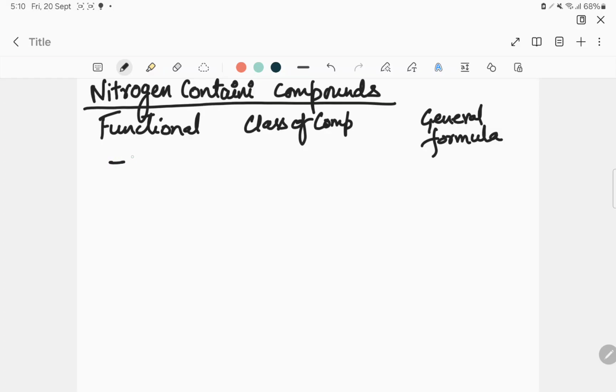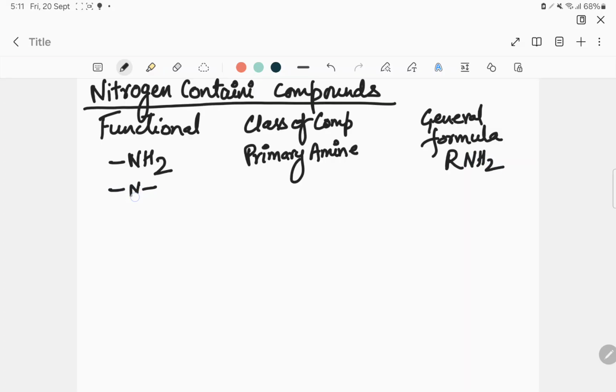The first group which we are going to do is NH2. The compound where the NH2 functional group is present is called a primary amine. The general formula is RNH2.